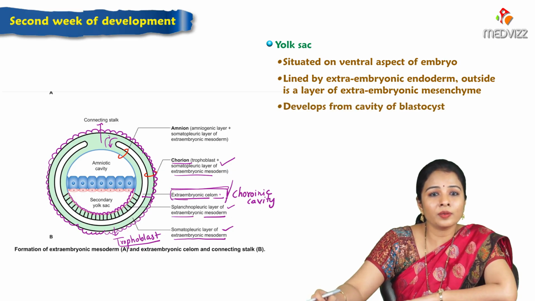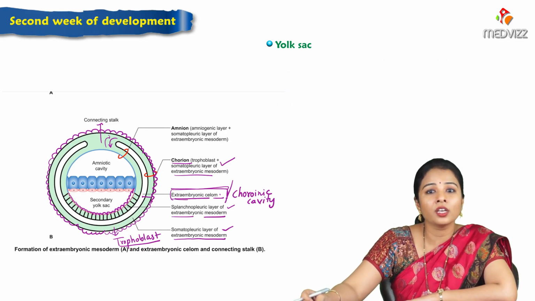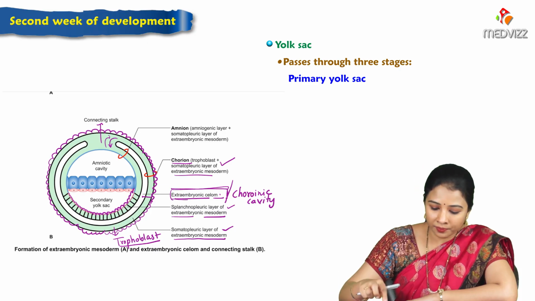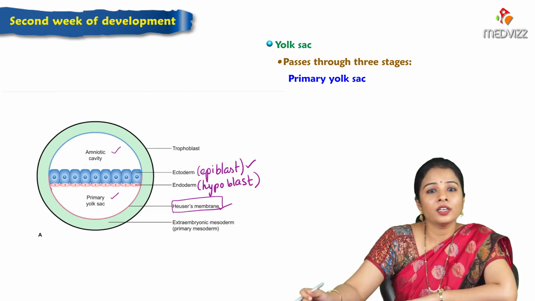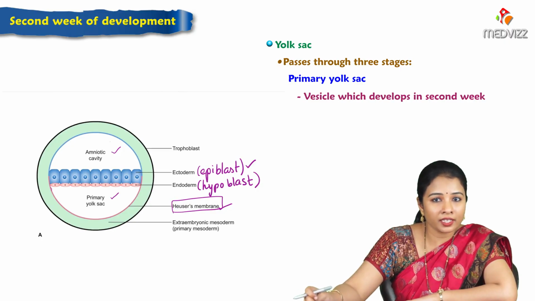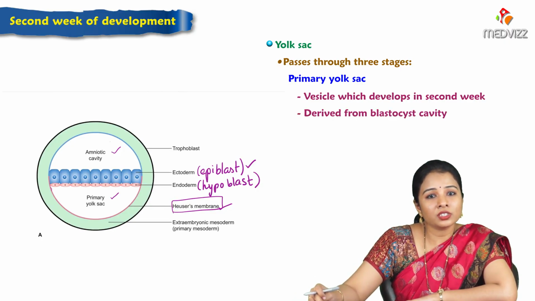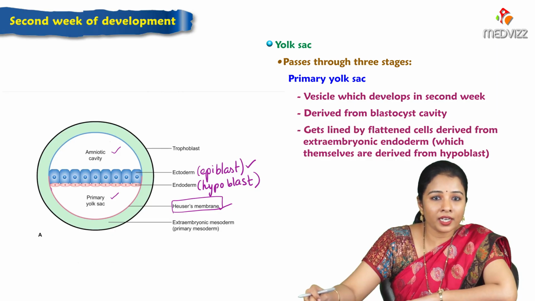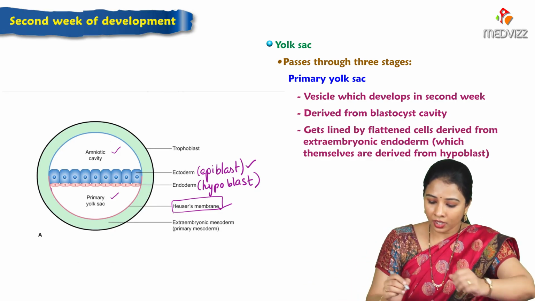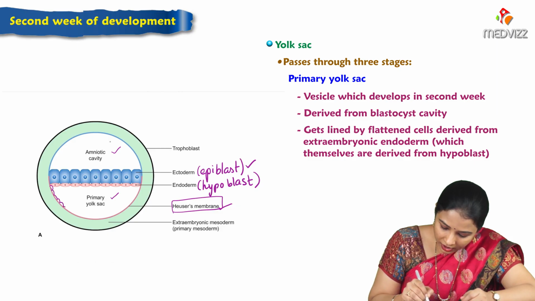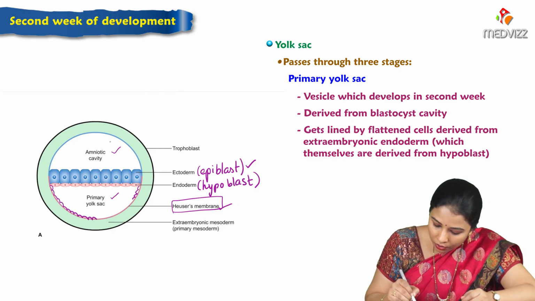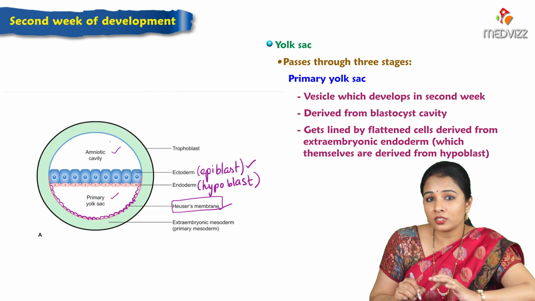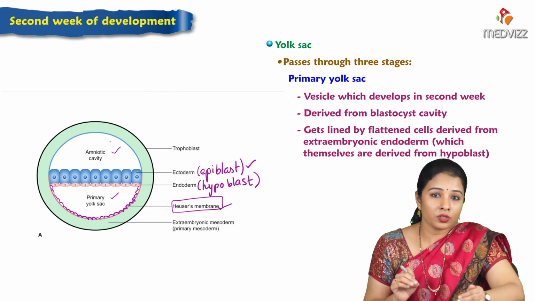So the yolk sac develops from the cavity of the blastocyst and passes through 3 stages. First stage is the primary yolk sac cavity. It is a vesicle which develops during the second week of development, where the blastocyst cavity gets converted into the primary yolk sac, as it gets lined by flattened cells which are derived from the hypoblast. These flattened cells derived from the hypoblast are called the Heuser's membrane. So once this is lined, it is no more called blastocele or blastocyst cavity. It is called the primary yolk sac cavity.